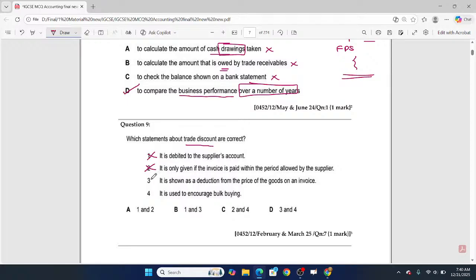So here we never bother about that one. It is shown as a deduction from the price of the goods on the invoice. In the invoice itself, while posting, that trade discount is deductible. So that is correct. It is used to encourage bulk buying. Why do we offer the trade discount? We encourage the buyers to buy more rather than purchasing one quantity. If we purchase two quantities, we offer 20% discount. So this trade discount always motivates the buyers to buy more. So this is also true. So 3 and 4 both will be true. Then D is the correct choice. Is that okay?